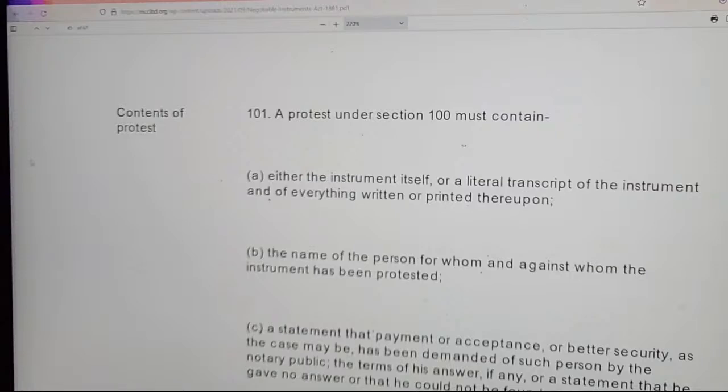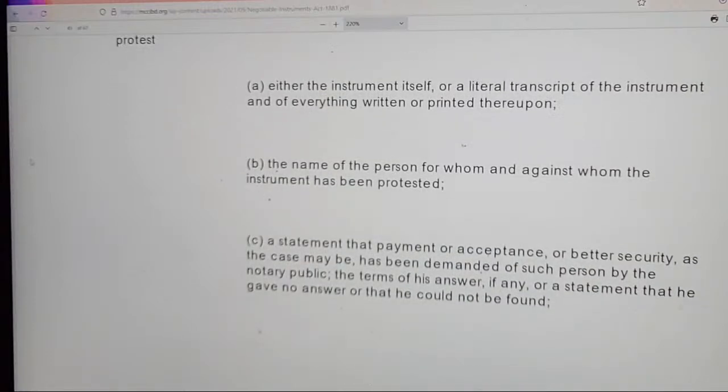Contents of protest. 101. A protest under Section 100 must contain: A, either the instrument itself or a literal transcript of the instrument and of everything written or printed thereupon. B, the name of the person for whom and against whom the instrument has been protested. C, a statement that payment or acceptance or better security, as the case may be, has been demanded of such person by the notary public, the terms of his answer, if any, or a statement that he gave no answer or that he could not be found.